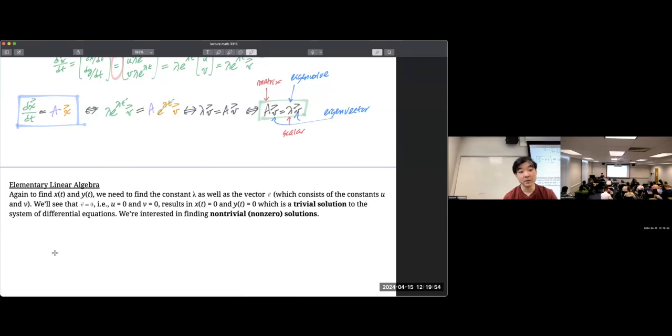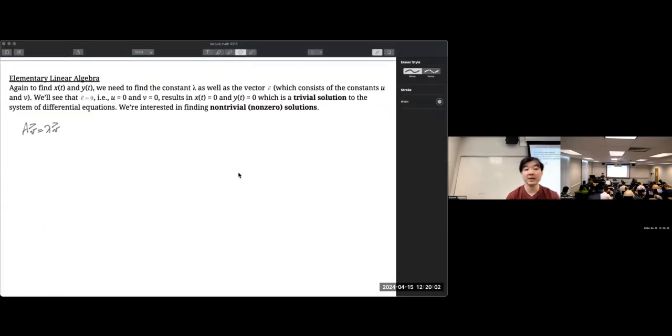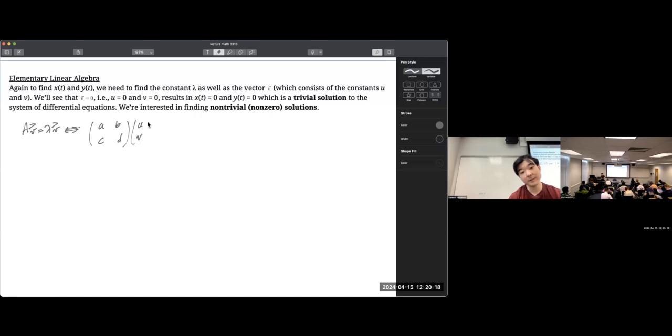And we're just going to solve this equation. We're just going to keep it general for now, but we'll have actual numbers in a moment. So what does this translate to? We'll just rewrite this again. The A matrix is A, B, C, and D. The coefficients in front of x, y could be anything. The vector U, V is equal to lambda times U, V.